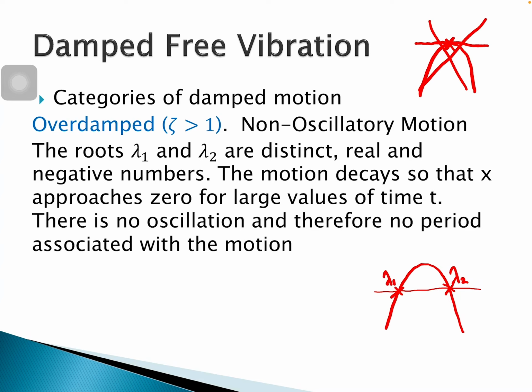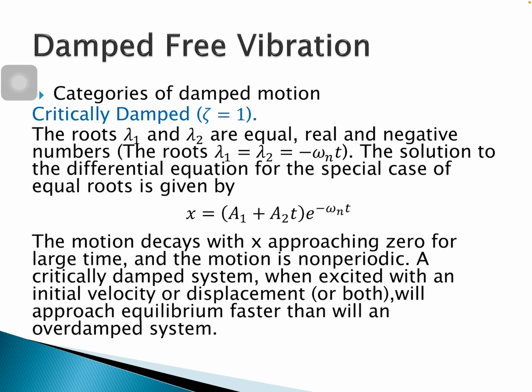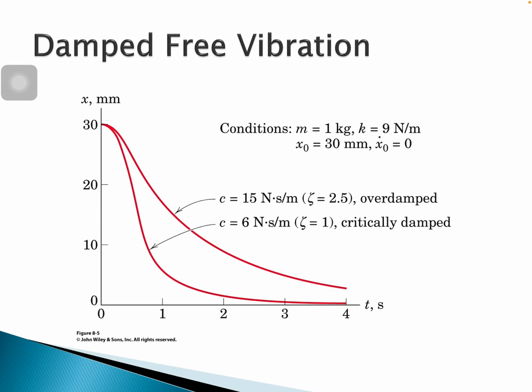So the motion decays so that x approaches 0 for large values of time. There is no oscillation and therefore no period associated with the motion. If you want to look at how the overdamped curve looks, it is right here. It takes a long time to damp the system, so we call it overdamped.